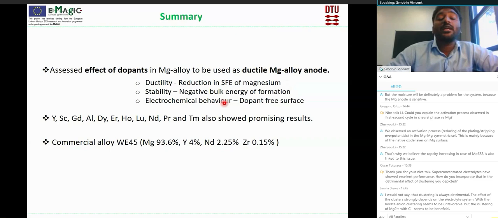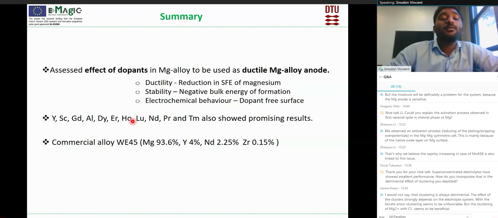Then we studied the electrochemical behavior. When I say electrochemical behavior, we look at whether we can obtain a dopant-free surface for these alloys. After evaluating based on these criteria, we got almost 11 dopants which show promising results. Out of that, aluminum is the only non-rare earth; the rest of the elements are rare earths.